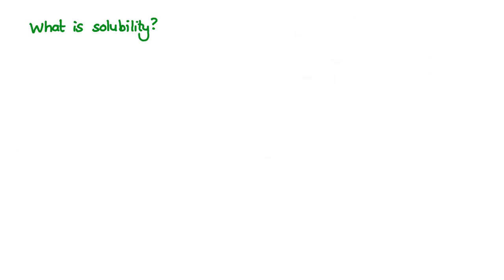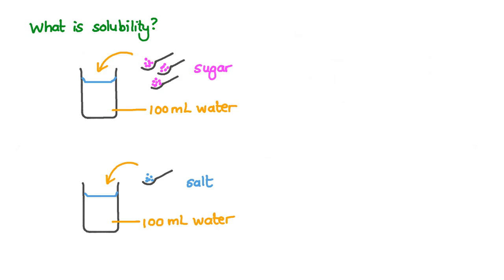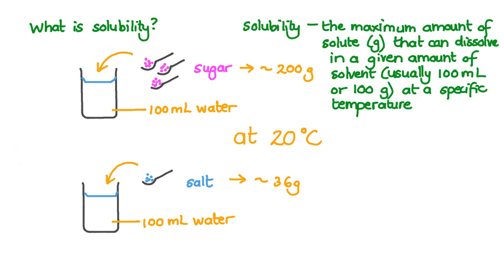Some substances can dissolve in large amounts in a certain solvent. For example, a lot more sugar can dissolve in 100 milliliters of water compared to the amount of table salt that can dissolve in the same amount of water. Specifically, about 200 grams of sugar versus about 36 grams of sodium chloride salt if the temperature is 20 degrees Celsius. Sugar and salt are said to have different solubilities.